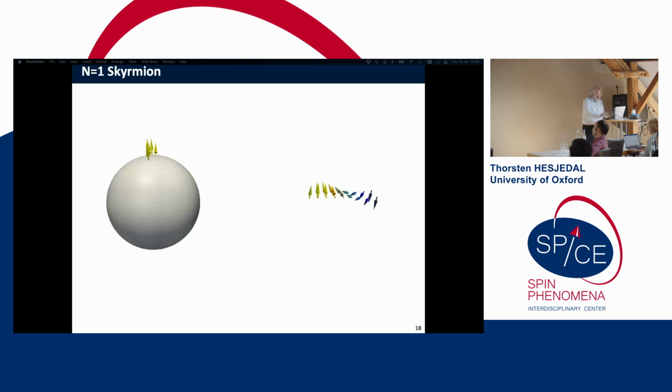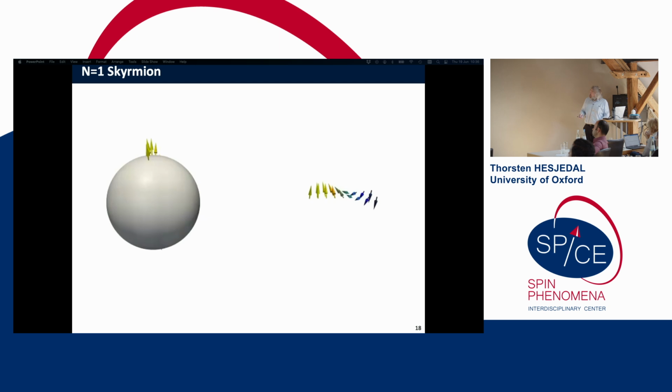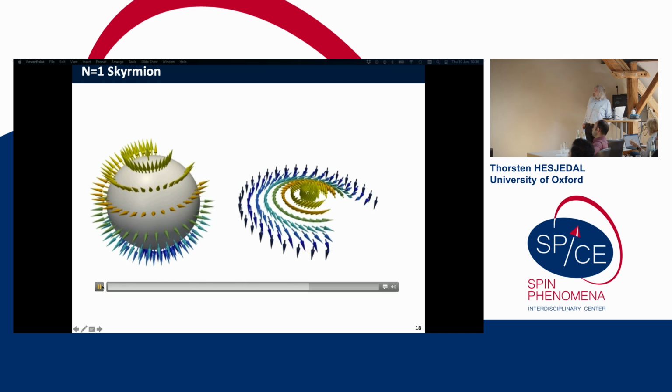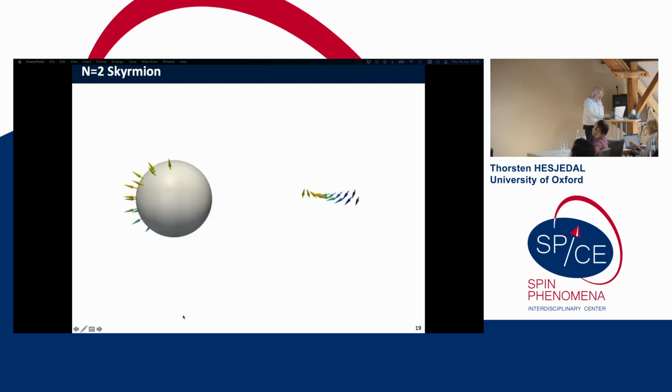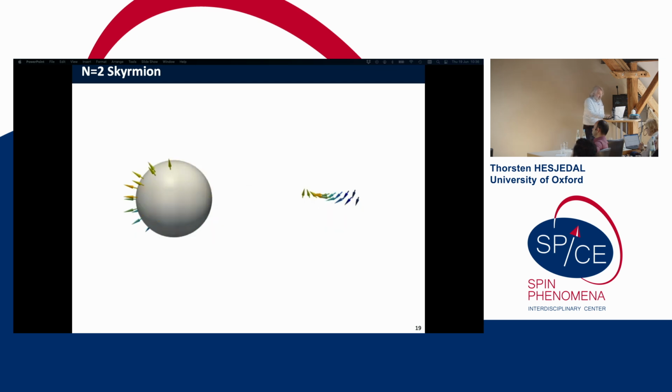Okay, so this is the mapping for the winding number 1. I got control again, right? So this is the mapping that you do on the right-hand side, real space onto order parameter space. If I then do that for a winding number 2 system, then this will mean that I have to go around twice in real space and map that onto order parameter space.